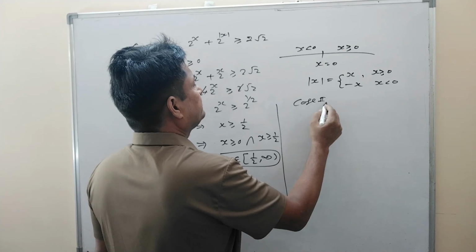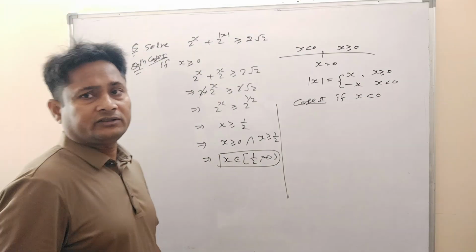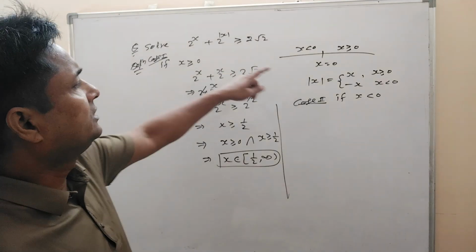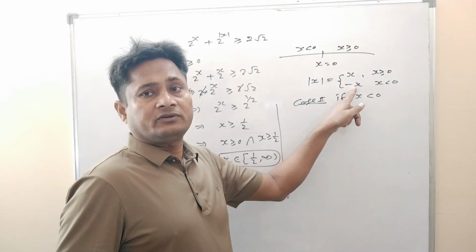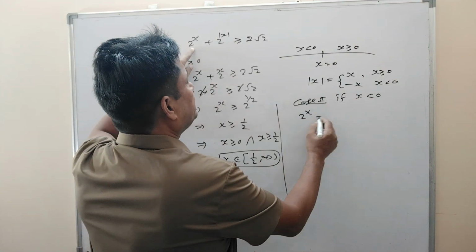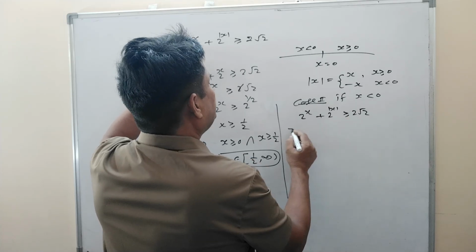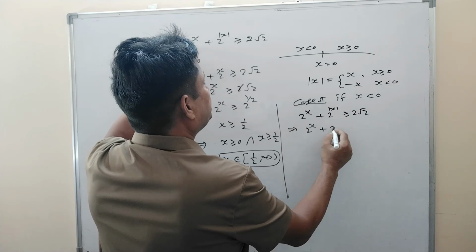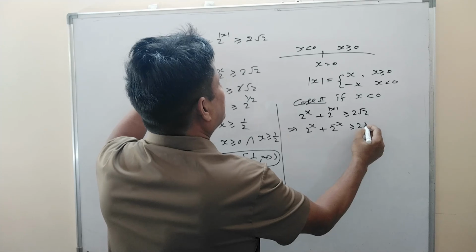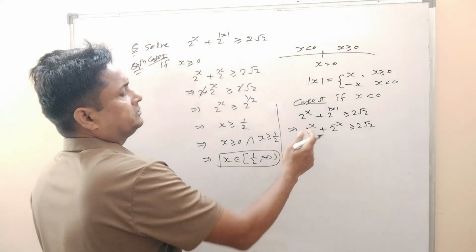Case 2: if x less than 0, then mod of x can be written as minus of x. That means it will be 2 to the power x plus 2 to the power mod x greater than or equal to 2 root 2. It can be written as 2 to the power x plus 2 to the power minus x greater than or equal to 2 root 2. How will you solve this equation?